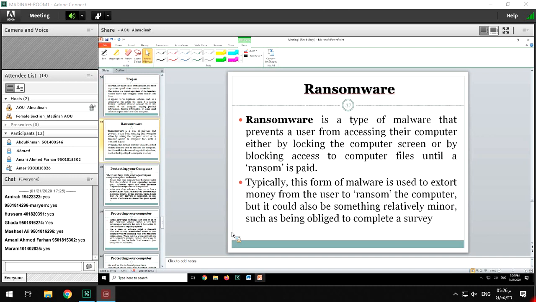Ransomware is another type of malware that prevents a user from accessing their computer, either by locking the computer or blocking their access to it. This malware is used to extract money from users. It's called ransom. But it could also be something relatively minor, such as obligating you to complete a survey. So ransomware is again a malware, a type of software, a virus that works to block your computer, to lock your computer screen or your mobile phone, and to collect money from you to open this lock or to remove the blocking of the computer. That's why it is named ransomware.